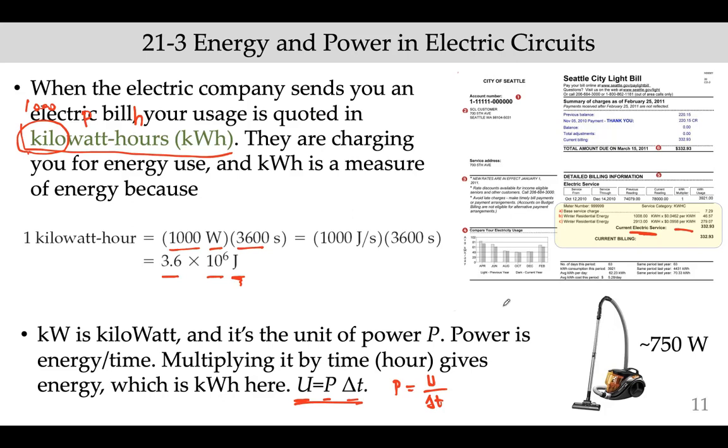And just to get a feel of the wattage or the power of basic home appliances, for example, if you have a vacuum like this, the power is about 750 watts. If you have an iron, its power would be 1000 or 2000 watts. Similarly, an electric oven's power would be around 2000 watts.